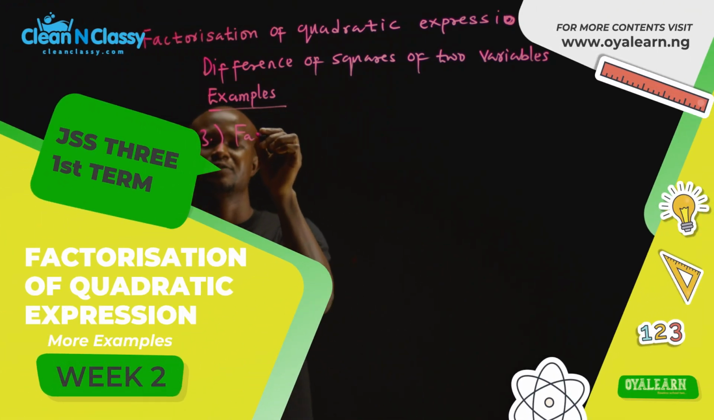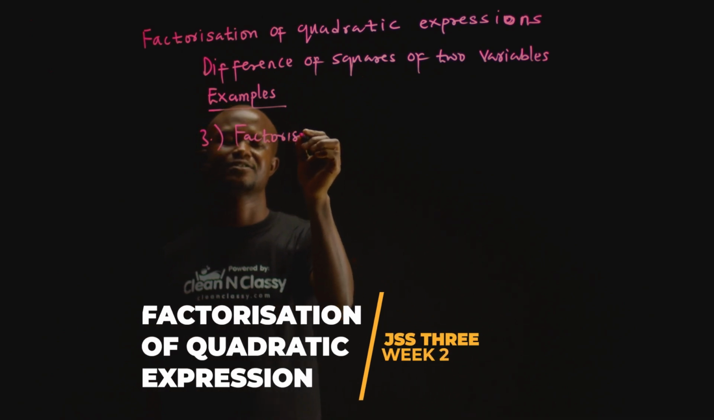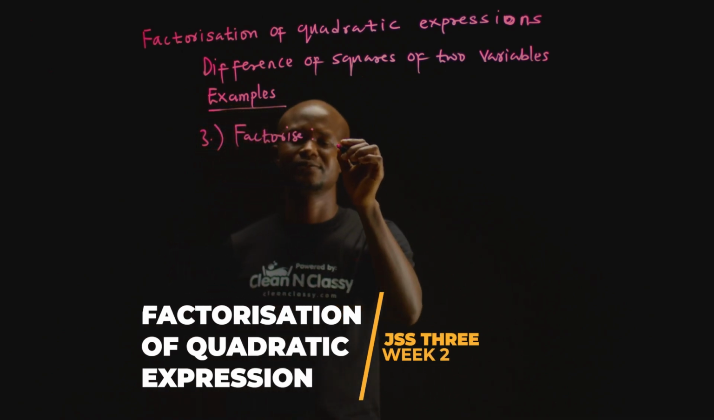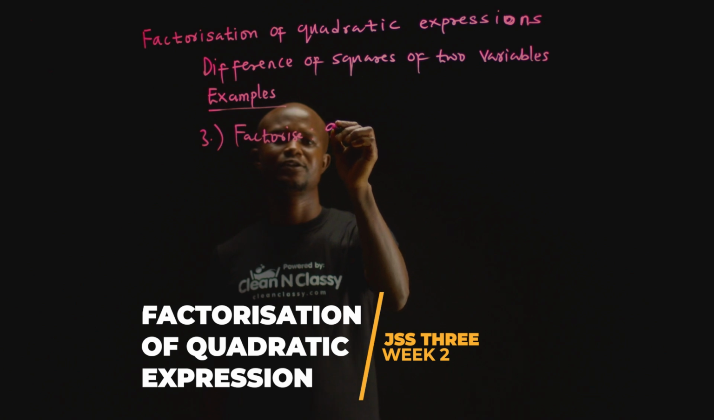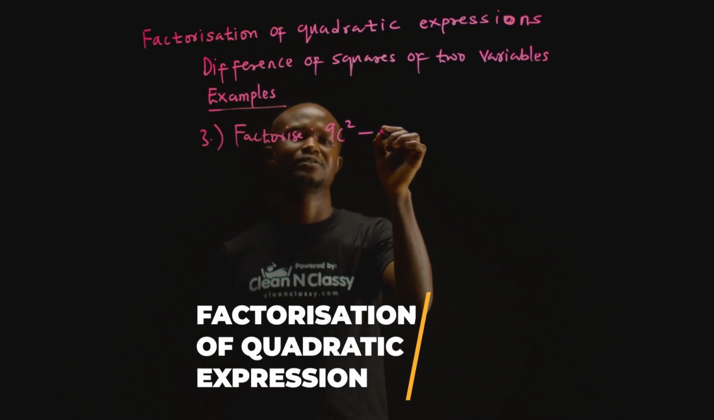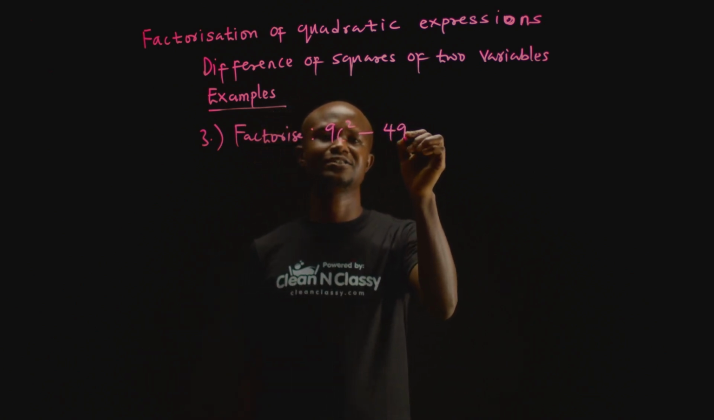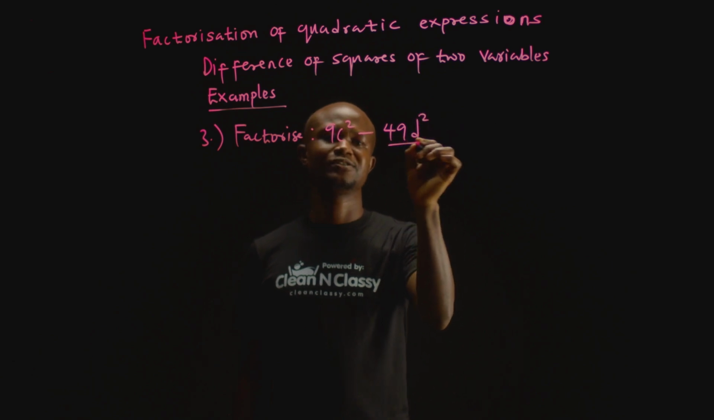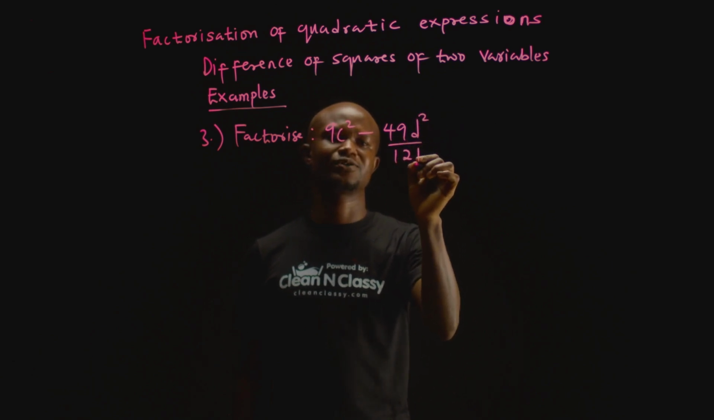Factorize. Factorize 9c squared minus 49d squared divided by 121.